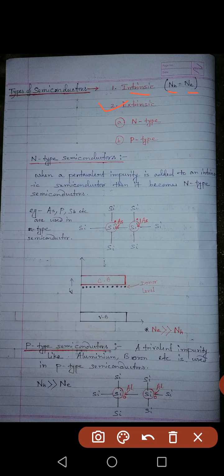But in the case of extrinsic, impurities will be added. This is called doping. Generally we use two types of impurity. As I told you, silicon or germanium are tetravalent, which means their valency is 4. But what type of impurity do we use? In one case we use a pentavalent impurity, and in the other case we use a trivalent impurity. So we will discuss the extrinsic semiconductor, which is of two types, N type and P type. We will discuss these two types in the next video. Thank you.